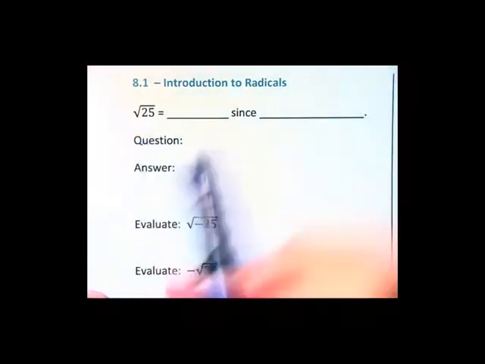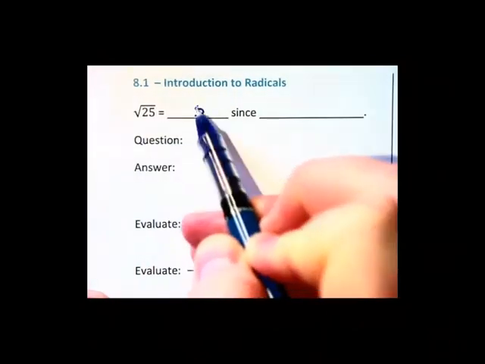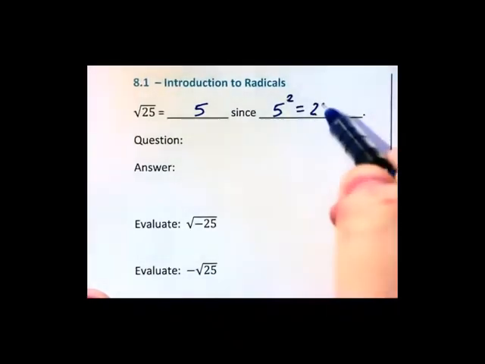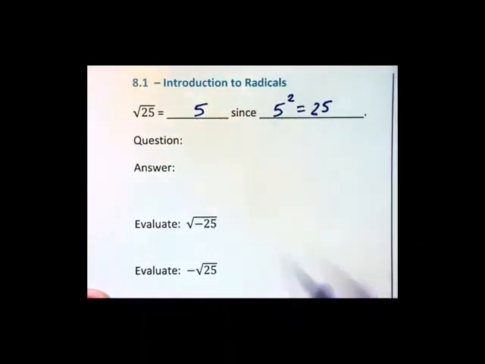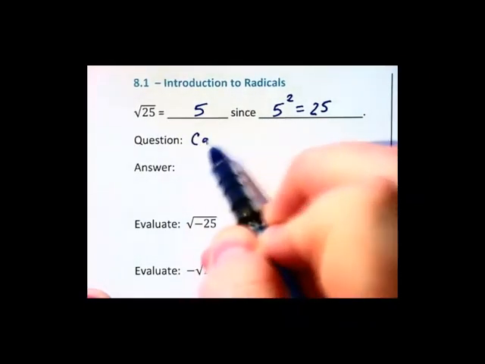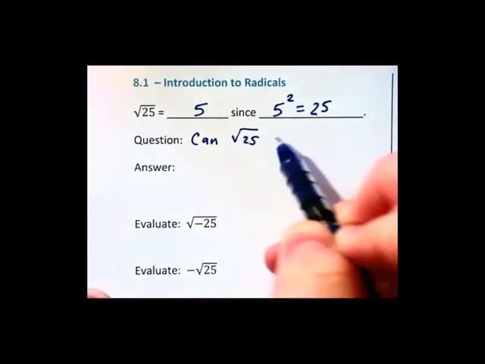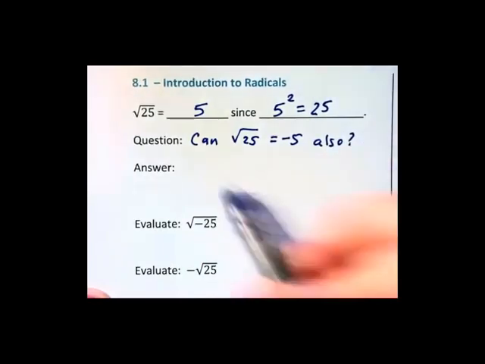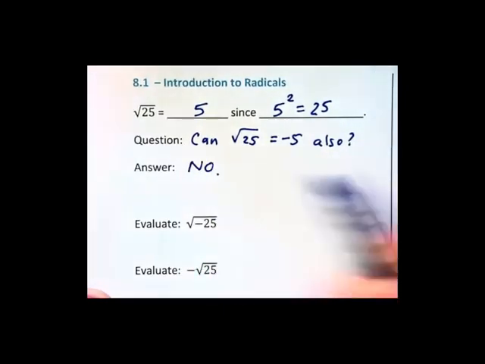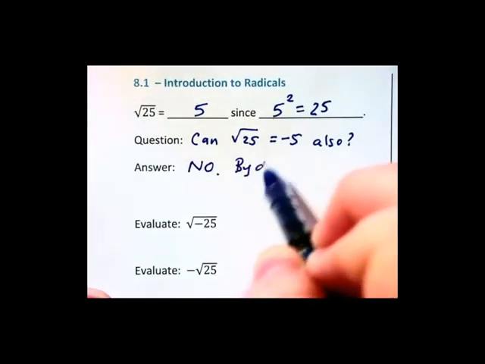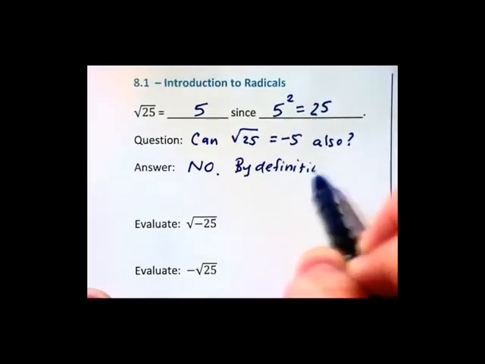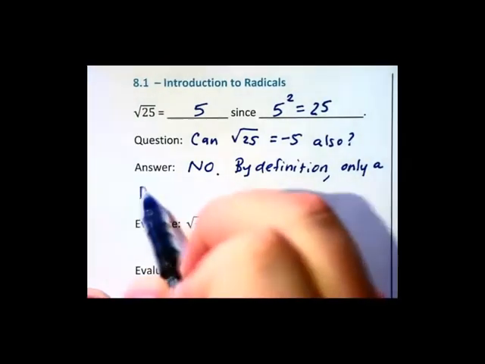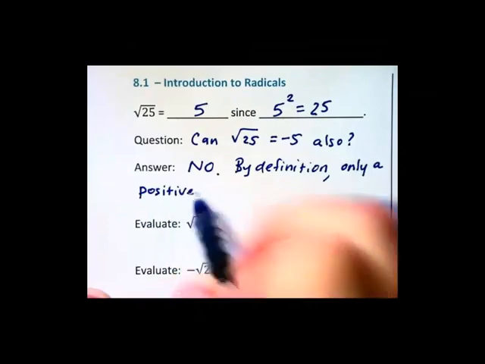Now we begin by saying the square root of 25 is equal to 5, and that is because 5 squared is equal to 25. And after we ask that question, we then want to ask another. Can the square root of 25 equal negative 5 also? And the answer is a definite no. And the reason is, by definition, and I'm writing this out because it's so important, only a positive can come out of a radical, can come out of a square root, I'll say.